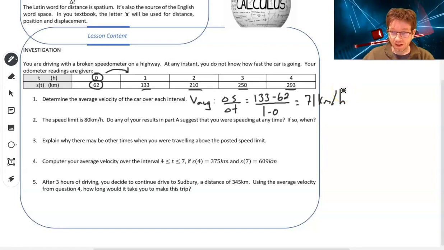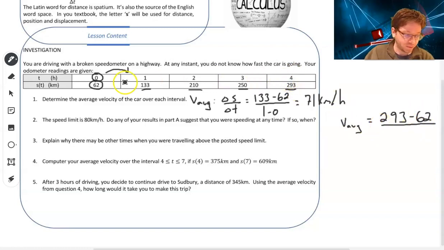Okay. We can do that again if you wanted to go from 1 to 2, or from 2 to 3, from 3 to 4, or even if you wanted, you could figure out the entire interval from 0 to 4. You're just finding different secants, the slopes of different secants. I don't think in our lesson we need to do every one because it gets kind of repetitive. But if you did the whole one, let's try the whole one. So if we did the average velocity between 0 and 4, we'll get final 293 minus initial 62, all over your time interval, which is 4 minus 0.